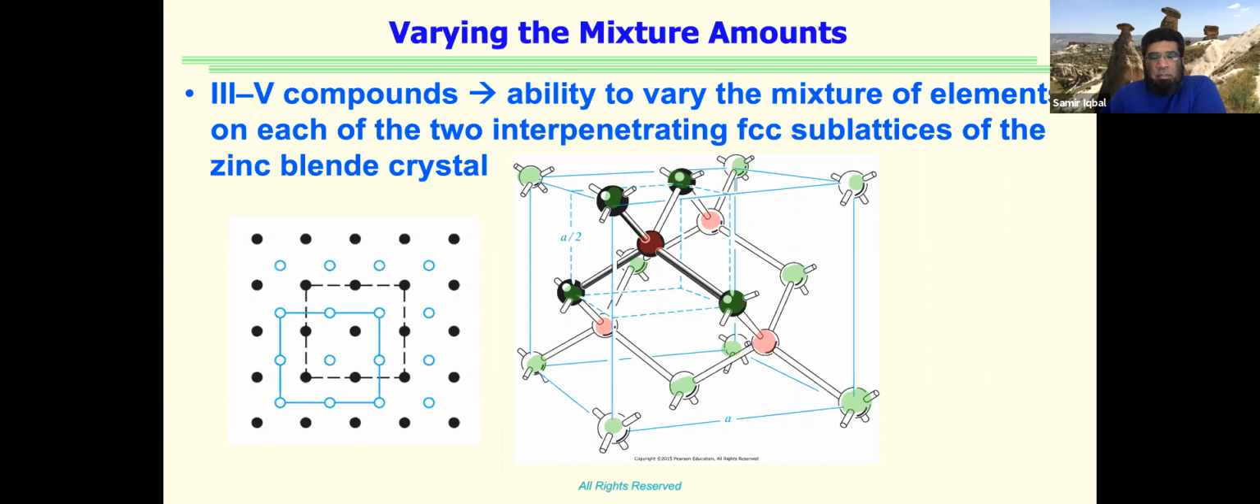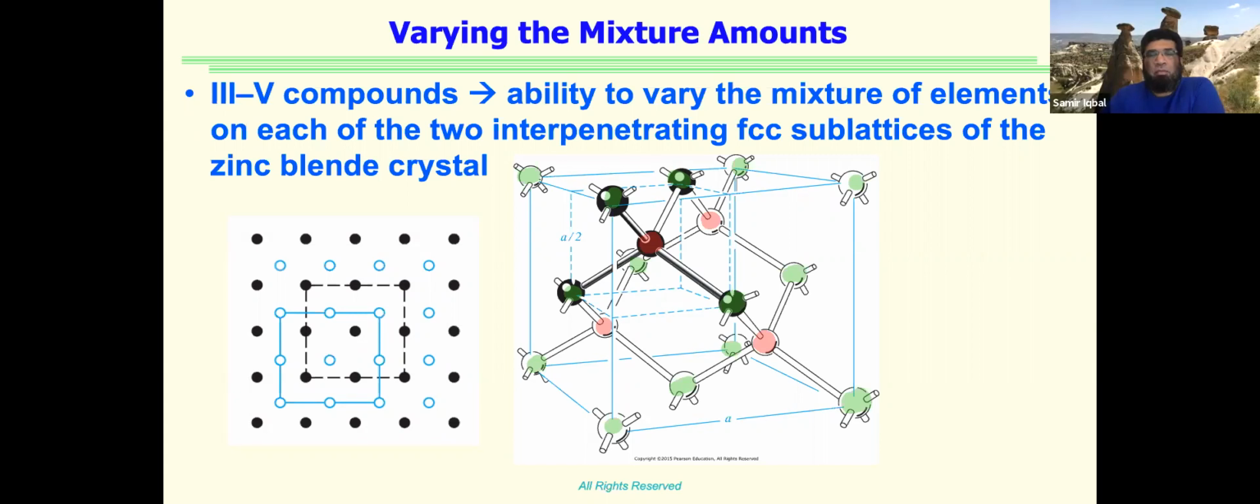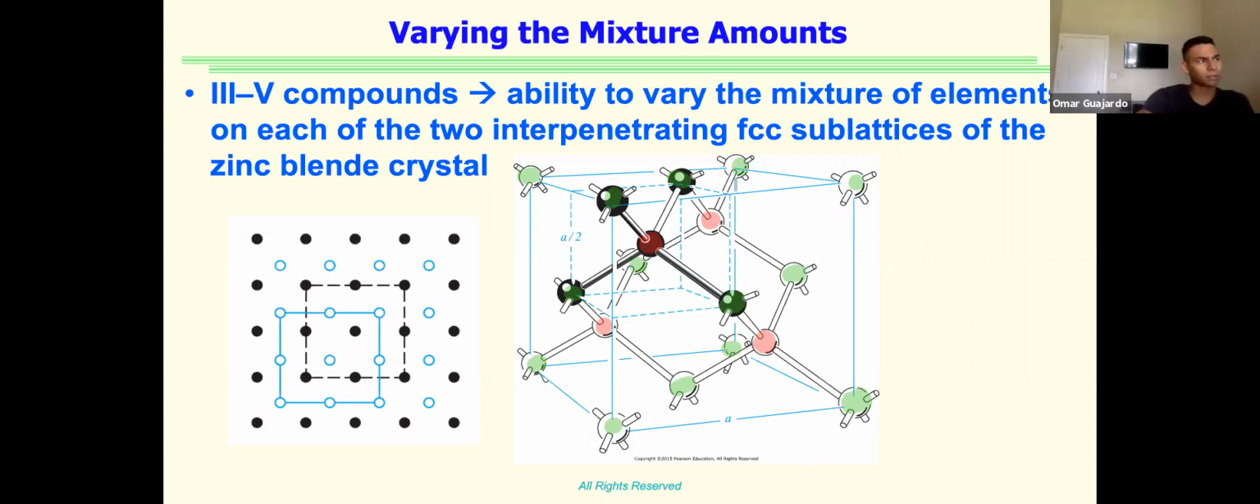This is where you can push your spacebar and you can speak and I'll be able to hear you. 3 and 5. 3 and 5. All right, that's one type. And another type? 2 and 6. 2 and 6 come together.